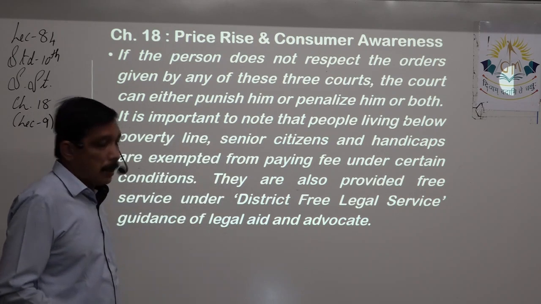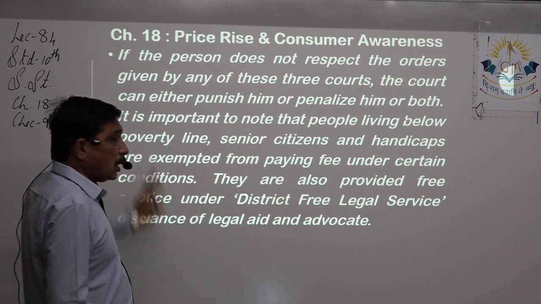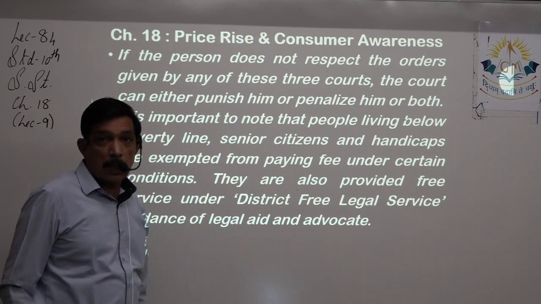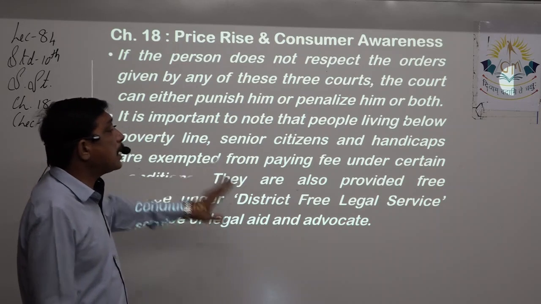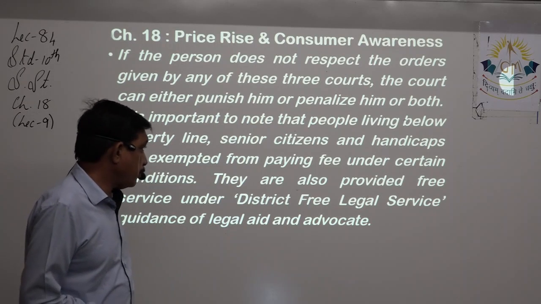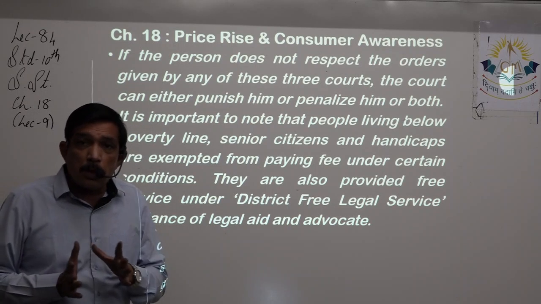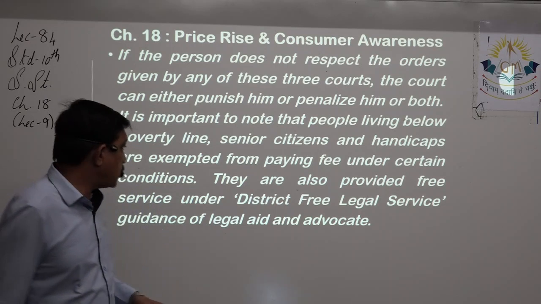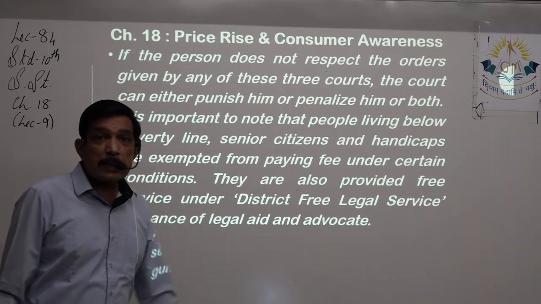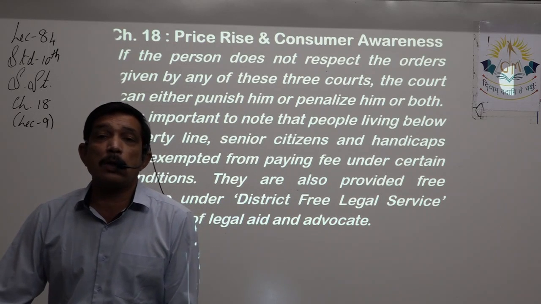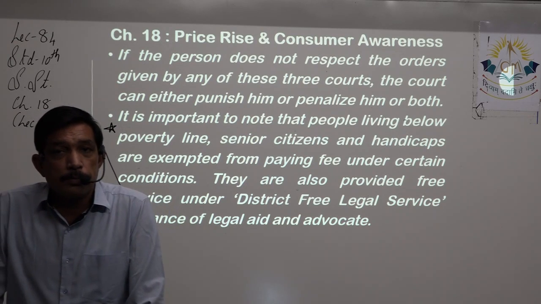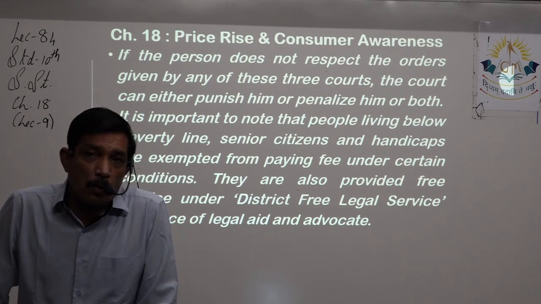It is important to know that first, people below the poverty line, that means people falling in the category of BPL, or senior citizens or handicapped people also, are exempted from paying fees under certain conditions. Under certain conditions, they are not supposed to pay any fees. They are also provided free service under district free legal service. Yes, if they cannot afford a lawyer, then the lawyer will be provided by the government at district level, state level, wherever they go, right?